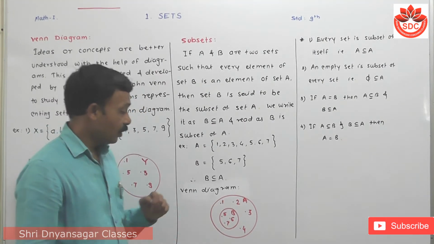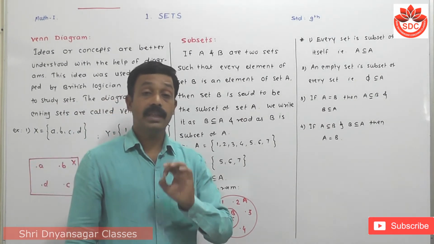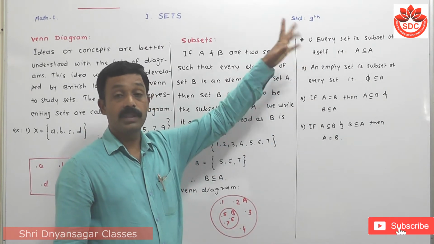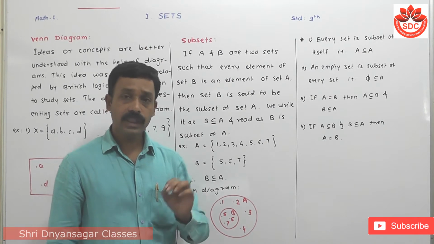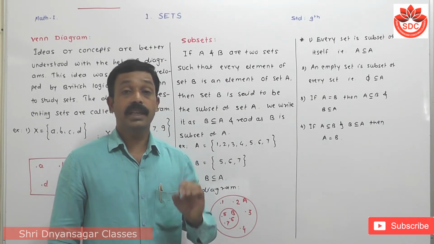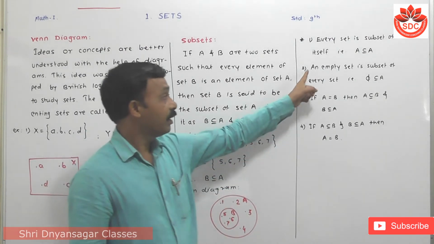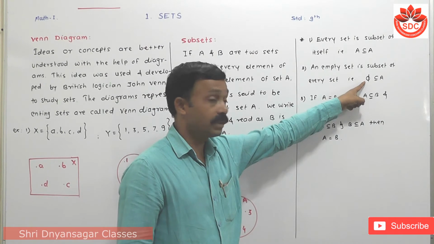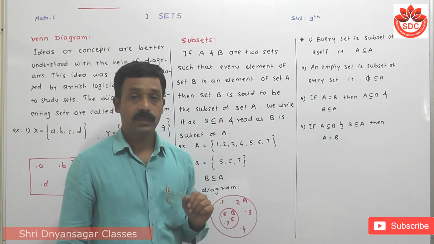Then students, note these very important points and remember them. The first point: every set is a subset of itself. The second one: the empty set is a subset of every set. That is, phi is a subset of A.